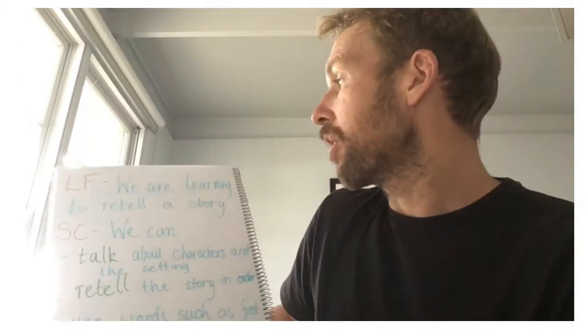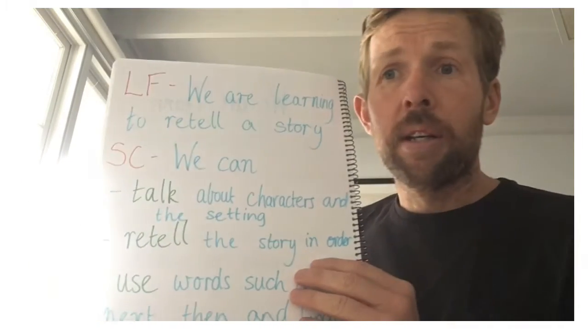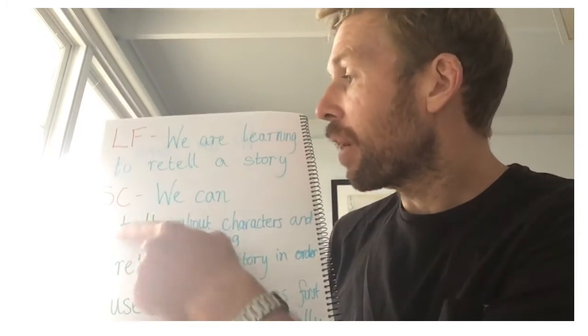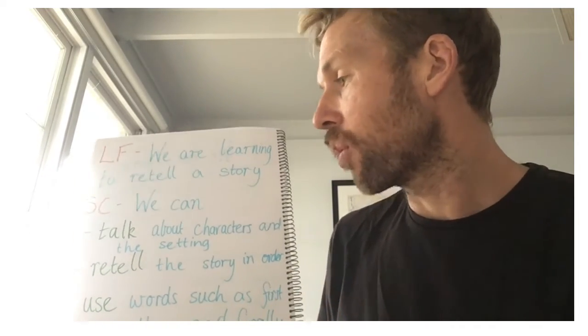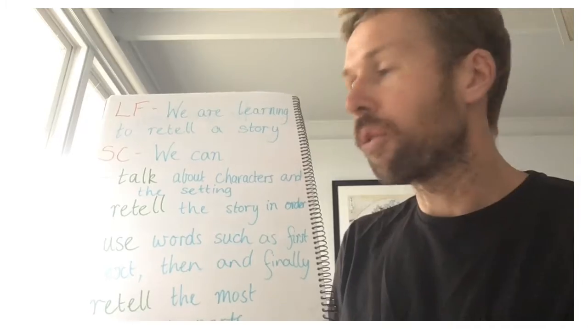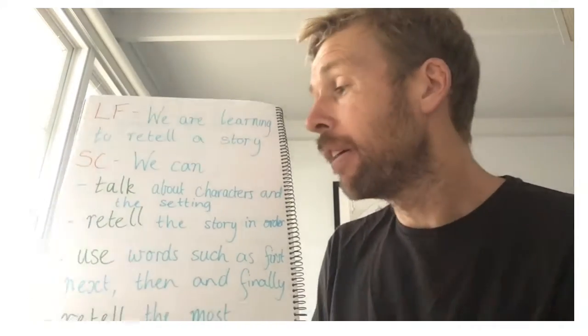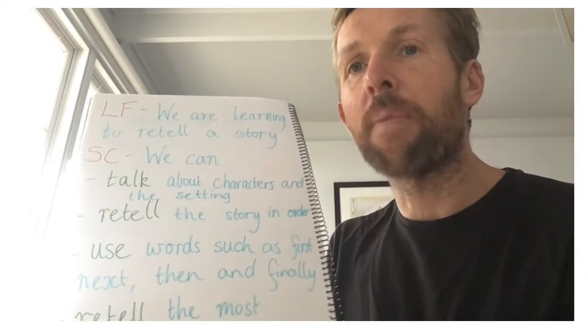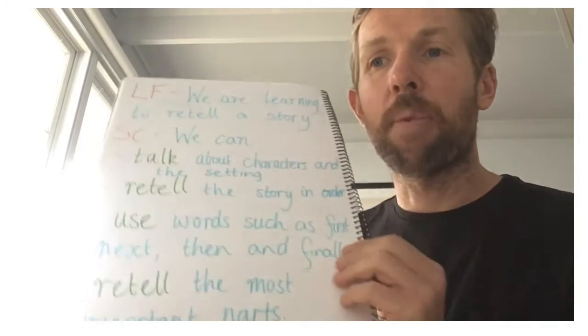So we are learning to retell the story. When we retell, to be successful, we talk about the characters and the setting. We retell the story in order. We use words such as first, next, then, and finally to help with our retell. And we also retell the most important parts of the story. So we're not trying to retell everything that happened in the story, just the important parts of the story.